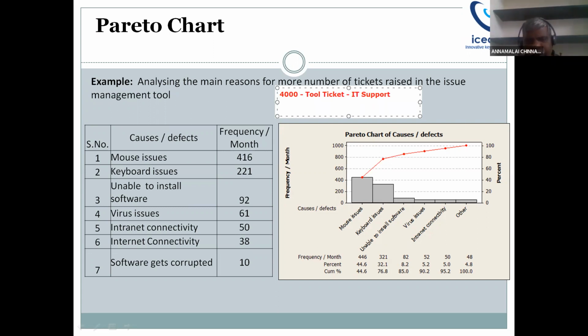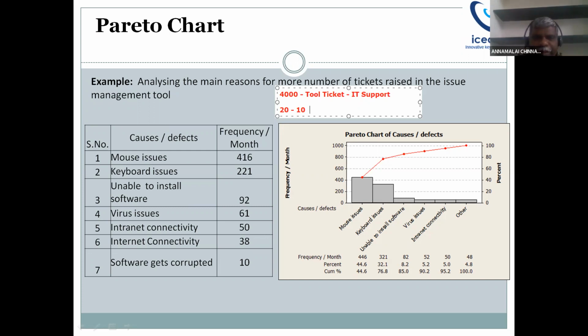Currently there are around 20 people in the IT support team. The management feels that 20 people is too high a number, and they want to reduce it to 10 people. If you want to reduce the number of people in the IT support team, accordingly you will have to reduce the number of tickets. So this was taken up as an improvement project, and the improvement team collected data on the different possible reasons, because their objective was to reduce the number of tickets.